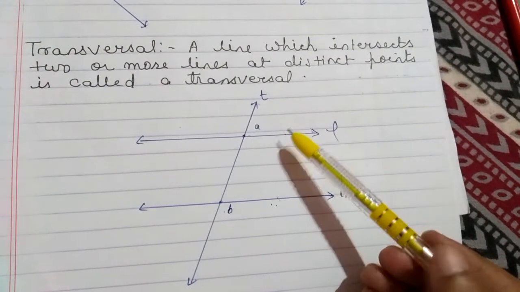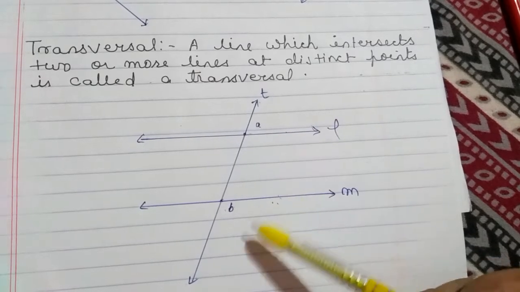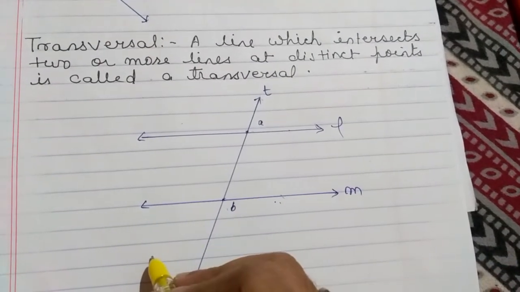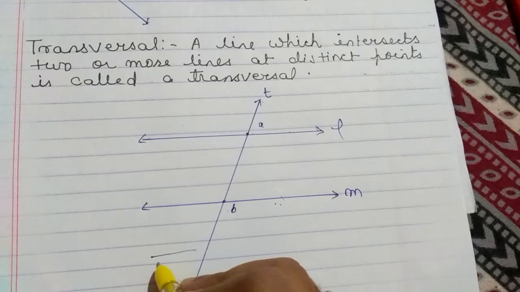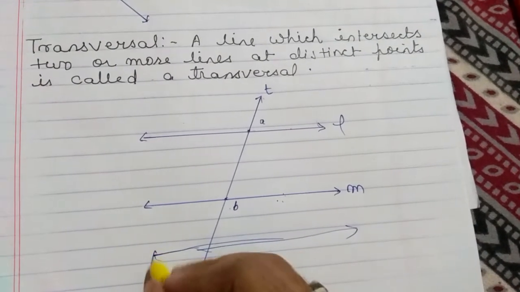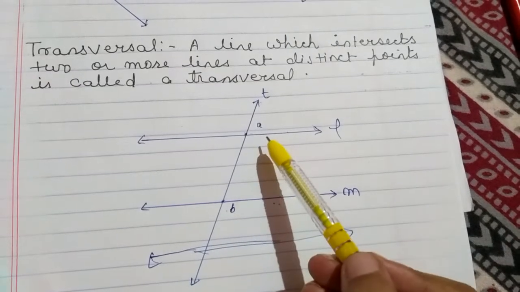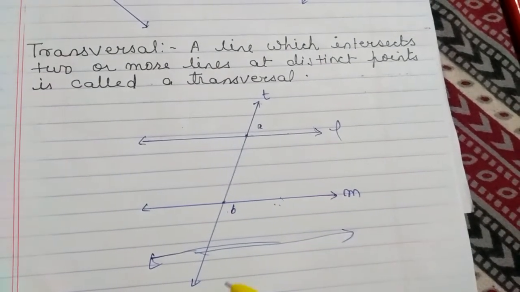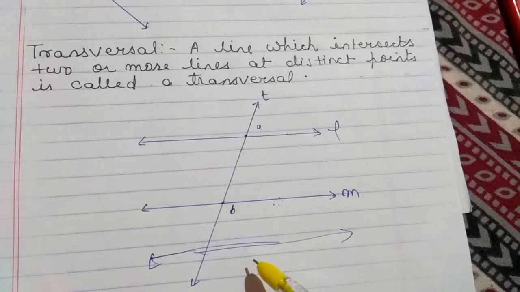Here I only draw two lines, and one more line T intersects these two parallel lines at distinct points. You can draw one more line here. Sorry, this is not parallel, I can draw it. You can take two or more lines, but all lines are parallel.